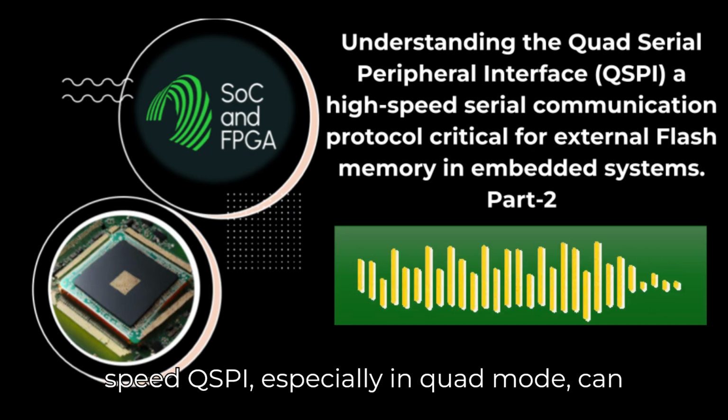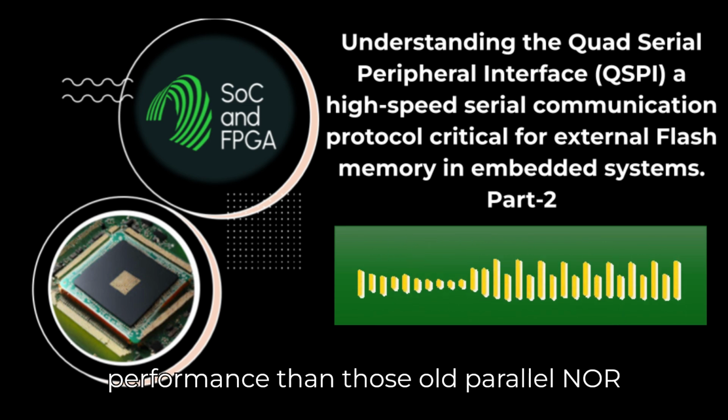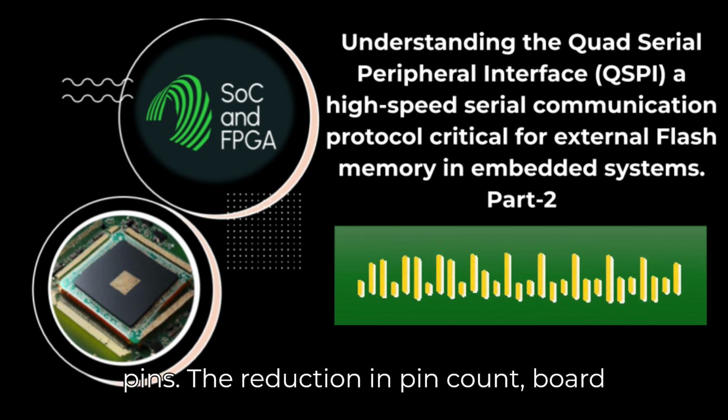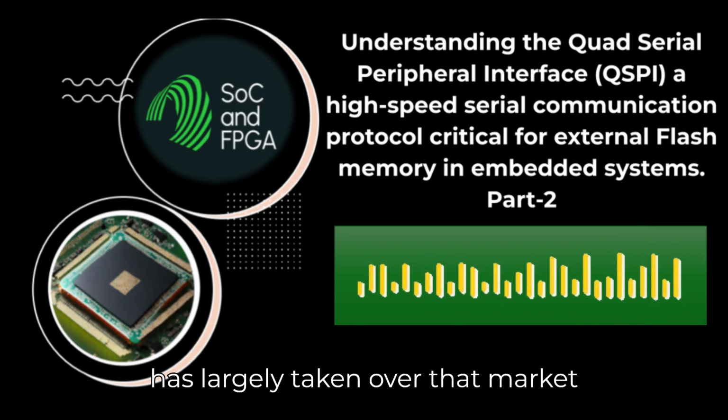Modern high-speed QSPI, especially in quad mode, can deliver comparable or even better read performance than those old parallel NOR chips, but using only 6 or maybe 8 pins. The reduction in pin count, board complexity, and cost is massive, so QSPI has largely taken over that market segment.